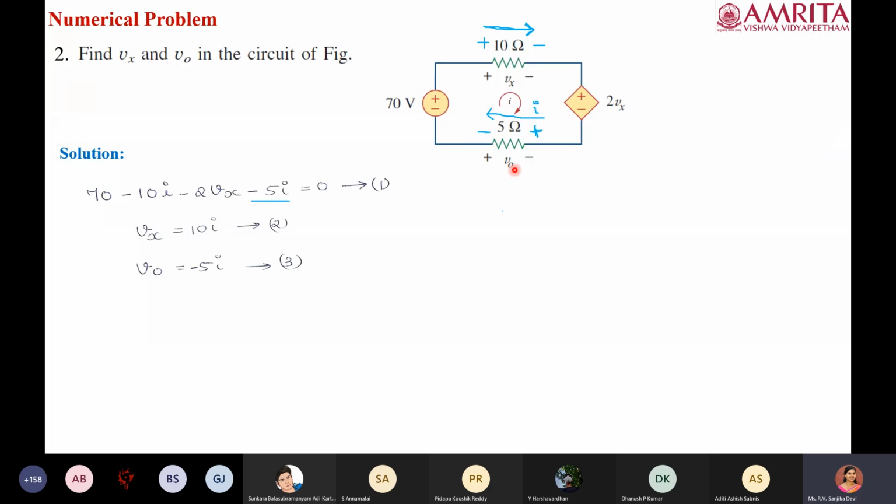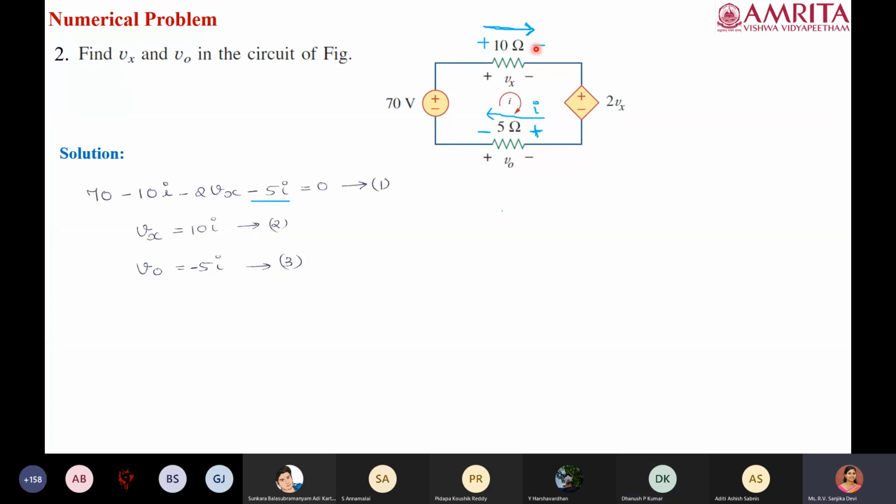Whereas for the 10 ohm, the given reference polarity and the polarity we are using are both the same. So if you see this 10 ohm, the polarity plus minus Vx that they are using for Vx and the polarity we are following are both the same. So Vx is equal to 10I. Whereas for the second case, the reference polarity they have given is opposite to the convention we are following. So we are writing V0 is equal to minus 5I. Is it clear?